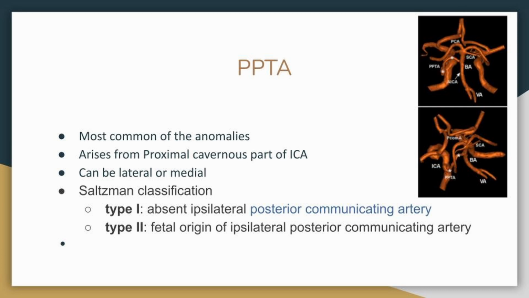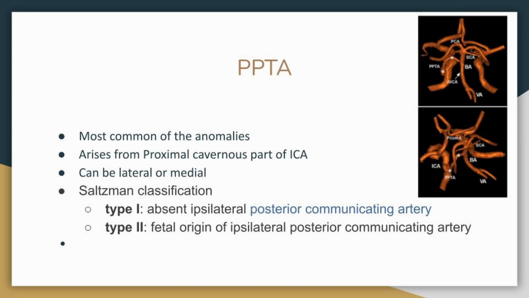So this again can be divided into two types, lateral and medial. There is something called the Saltzman classification of this, which can again be type 1 or type 2. Type 1 is this with absent ipsilateral posterior communicating artery, and type 2 is fetal origin of ipsilateral posterior communicating artery. Now let's try to understand each of these things.